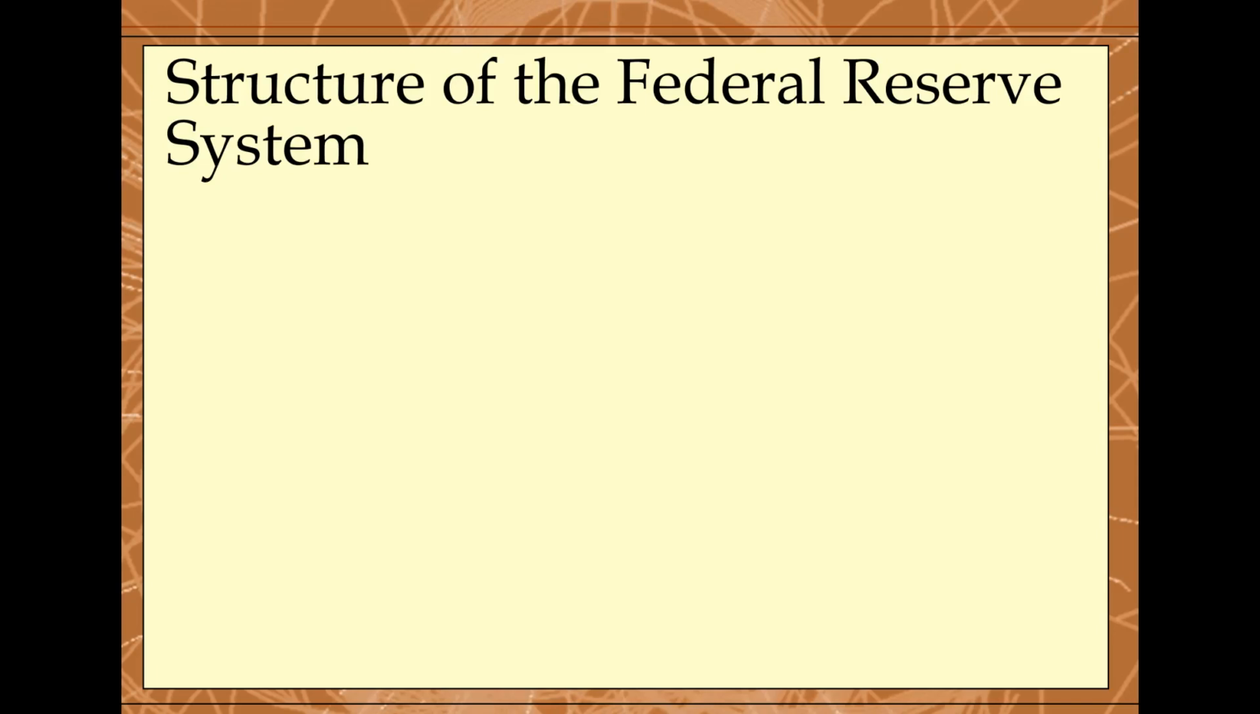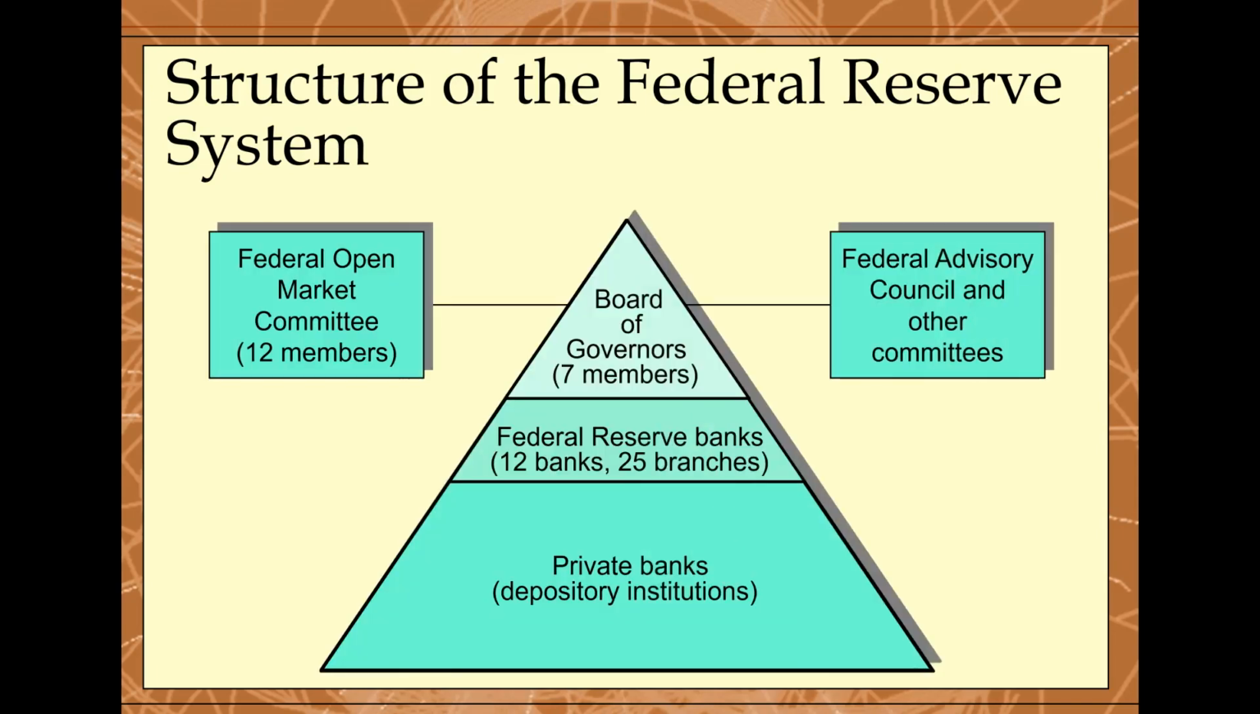Now let's look at the structure of the Federal Reserve a little more closely. What you see here at the base of the Federal Reserve System are the private banks in the economy. They have to belong to the Federal Reserve System. These private banks hold stock in the Federal Reserve System, and that stock allows them to vote for directors in the Federal Reserve System. And the directors appoint a president for that particular bank. And the president and the Federal Reserve banks form a central part of the Federal Reserve System.